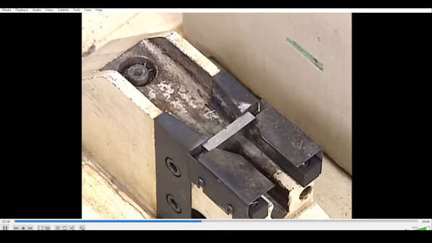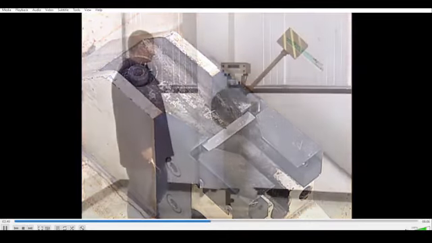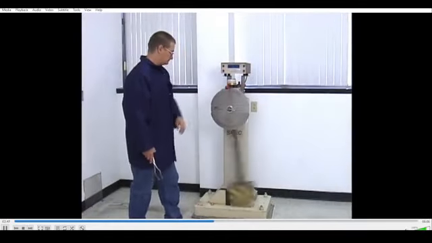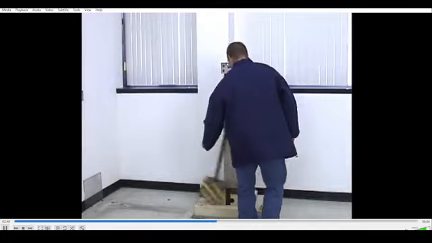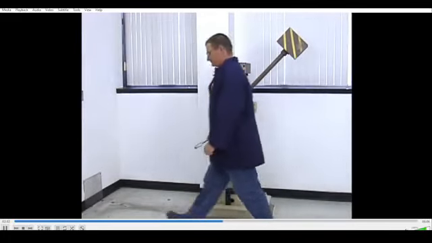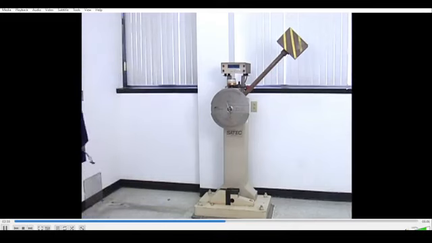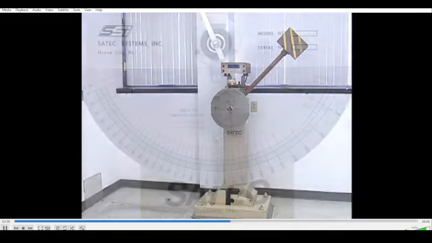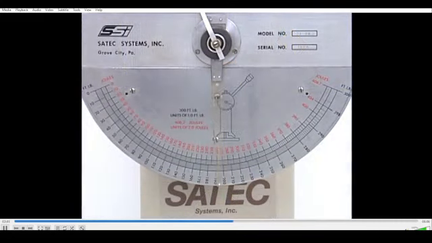It is supported at both ends and positioned so that the notch is centered on the side opposite the pendulum strike. The pendulum is then released from a fixed standard height and allowed to swing downward. As it falls, it builds up energy, and at the bottom of the swing is capable of delivering 300 foot-pounds of energy. Notice that at this point a measurement gauge has been activated.